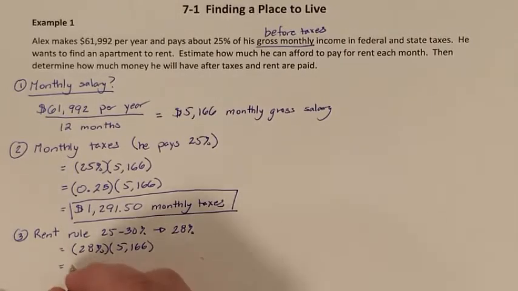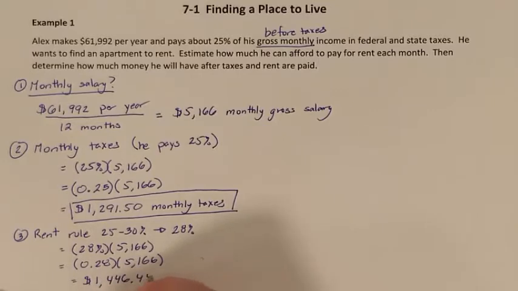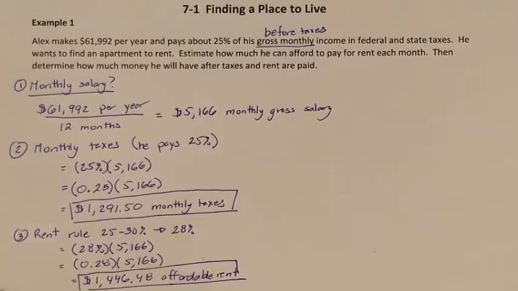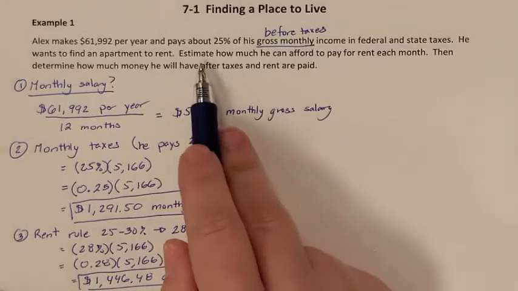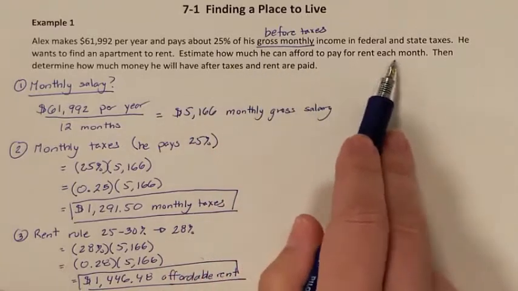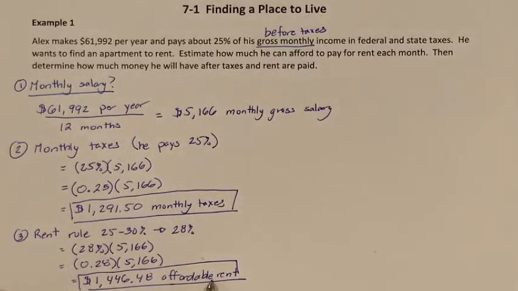So remember, percent needs to be changed into a decimal. And if you multiply these two together, you get $1,446.48. But what was this? This was the affordable rent that we are estimating. So the question was, estimate how much he can afford to pay for rent. That's how much he can afford to pay to rent.